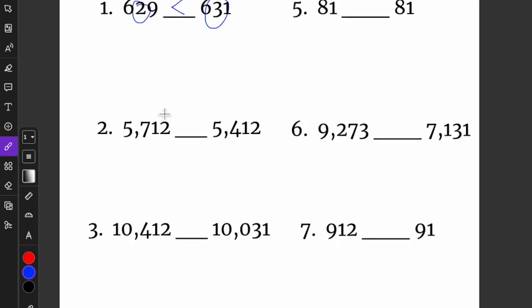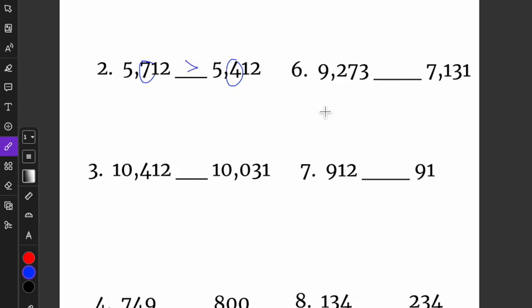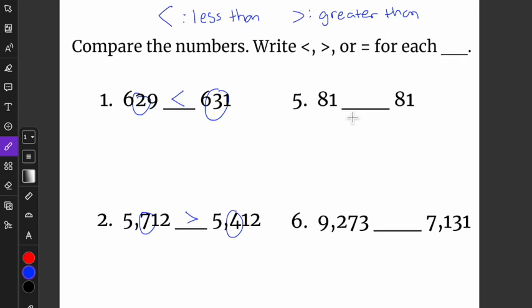Let's move on to number 2. We have 5,712 and 5,412. The thousands place are the same, so we move on to the hundreds place. The hundreds place of this number is 7, and the hundreds place of this number is 4. Since 7 is greater than 4, we put the greater than symbol. Let's move on to number 5. The tens place of these two numbers are the same, and the ones place of these two numbers are the same. And since that's all they have, we can put an equal sign.